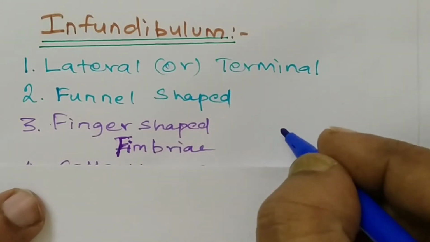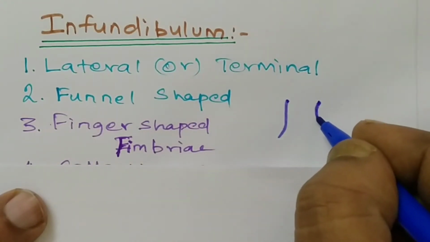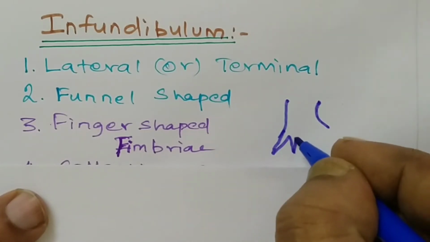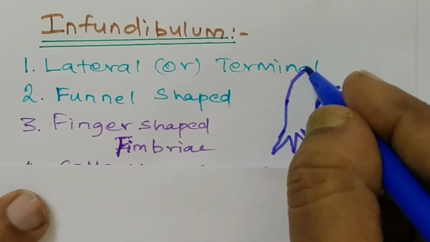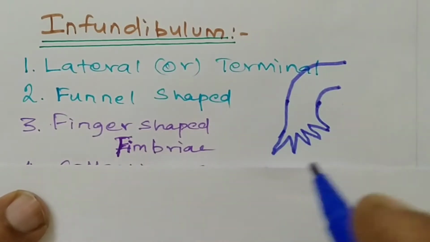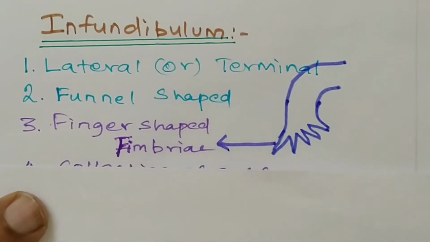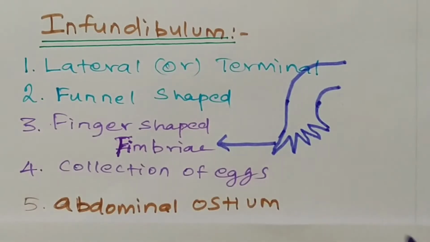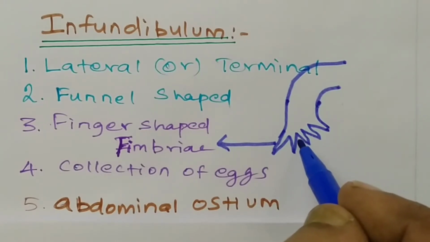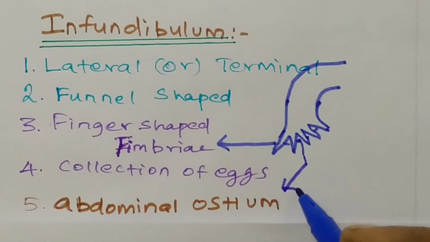For example, this funnel shaped structure. This terminal end has a finger shaped structure. This finger shaped structure is termed as fimbriae. The fimbriae are useful for collection of the egg at the time of ovulation, and the terminal end of the fallopian tube, otherwise the infundibulum, has an opening. That opening is termed as abdominal ostium. These are all the points of infundibulum.